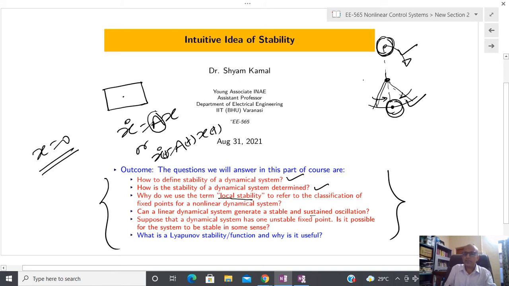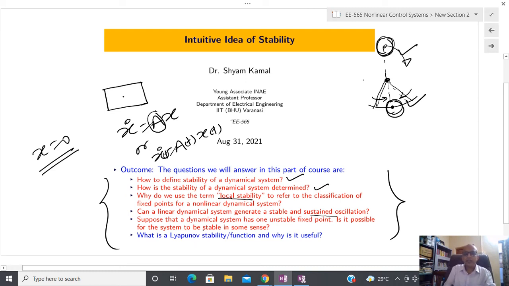Because most of the time, suppose you have to produce some kind of sinusoidal wave, then you need some kind of sustained oscillation. And it is possible to show that using a linear dynamical system, it is very difficult or impossible to create sustained oscillation. Obviously, if I take everything as ideal, then one can create it using a linear dynamical system, but that is not the case.